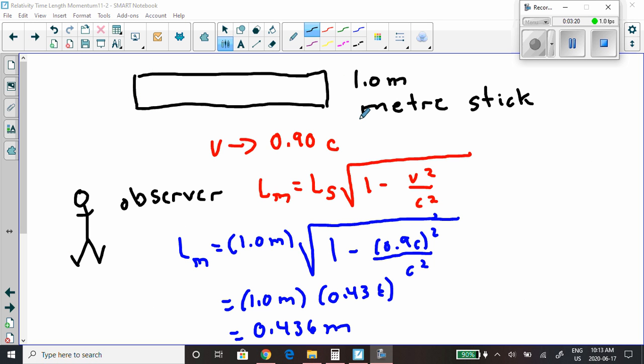So let's do an example. Here's a meter stick. So a meter stick's a meter long. And let's say this meter stick is moving at a constant speed of 0.90 c, so 9/10 the speed of light. Pretty fast. So here's the observer looking at this meter stick fly by. Well, what would be the measured length by the observer? Well, we would use the equation I talked to you about. We would plug in the value, right? 1 meter is the proper length, and it would only be 0.436 meters according to this observer's observation. So there's an example of length contraction.